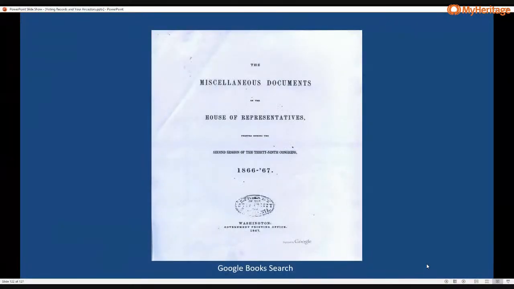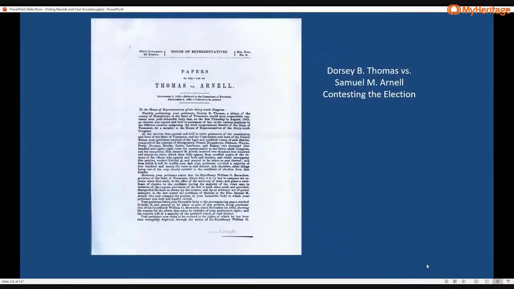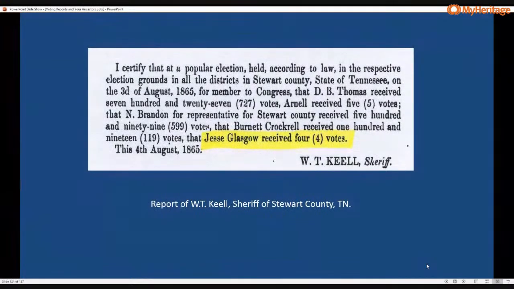What I found was in the miscellaneous documents, House of Representatives, 1866 to 1867. What had happened is that election was a contested local election, and in order to determine who the actual winner was, they collected all of the election information and did an investigation. Part of that information was the controversy between Dorsey Thomas and Samuel Arnell, who was contesting the election. But in all of this reporting, Jesse Glasgow is listed as receiving 4 votes in that election. Now, it had nothing to do with the contesting of the election. It was kind of a byproduct of the fact that all of this information had been collected in this investigation. But I found it by just searching Google Books.